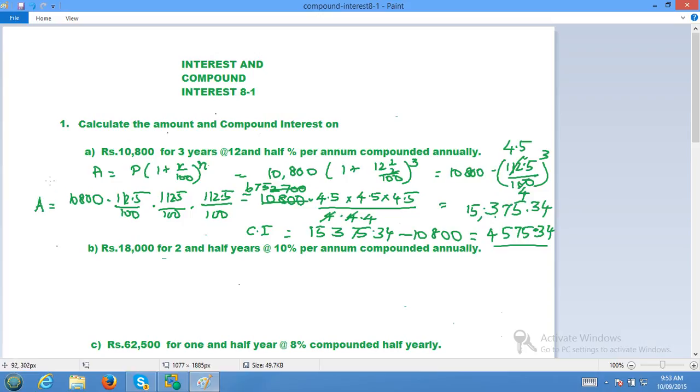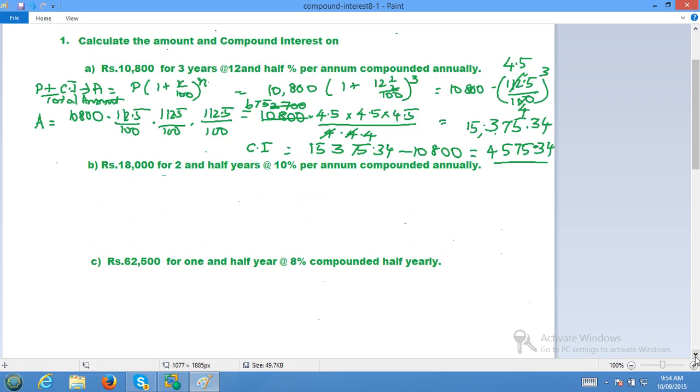A is the total amount, remember, that is principal plus interest; we write CI for compound interest. R is the rate of interest per annum. Here they are saying it is 3 years and 12.5% per annum, that is per year. These things you should remember. When n is 6 months, we should take the rate for 6 months. So we'll go to the next problem.